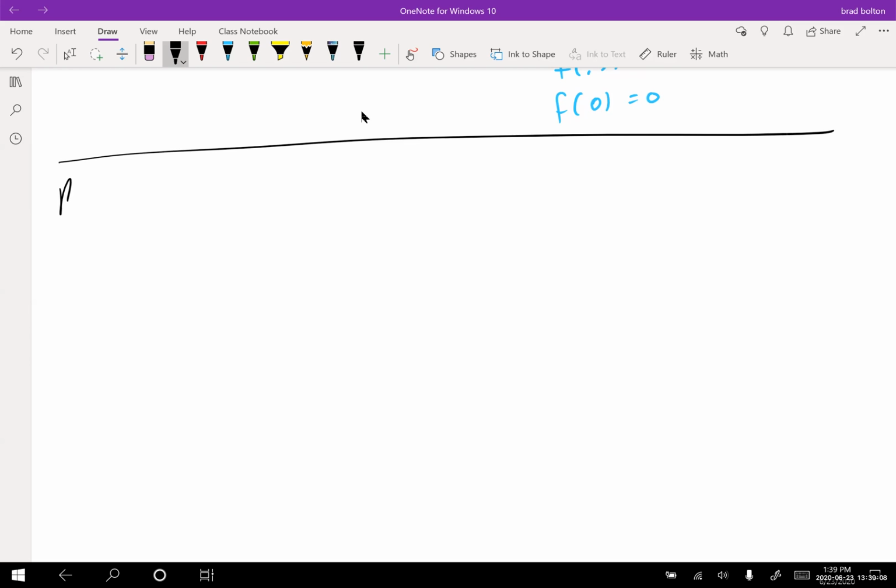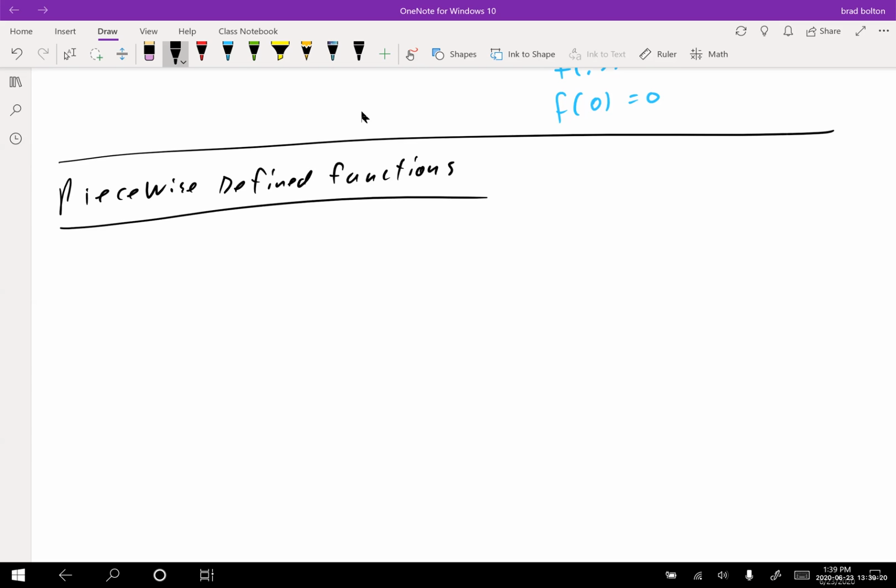Okay, so let's talk about the piecewise defined functions. A piecewise defined function is basically, I kind of think of it as like a Frankenstein graph. It's like a bunch of pieces of different graphs that we put together, and it still has to be a function. So the best way I can explain it is through an example.